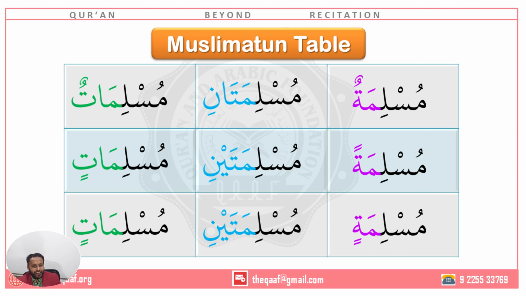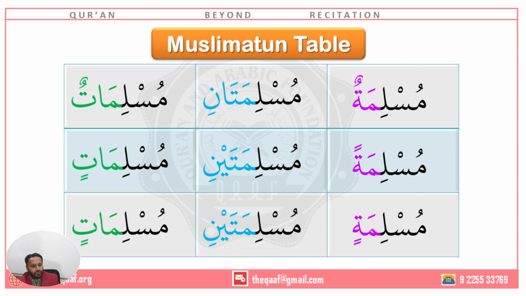See, this is how it looks. You see on the screen? Muslimatun. Now, good thing is, all those students who have put their effort in understanding the Muslimun table, now you don't need to double your effort. All it needs is 10% of your effort, and you will understand this table also. Why? It matches exactly with the previous table. The only difference is, this is feminine. That's it. No other difference. So if you have memorized that table, you have also memorized this. Just change Muslimun to Muslimatun.